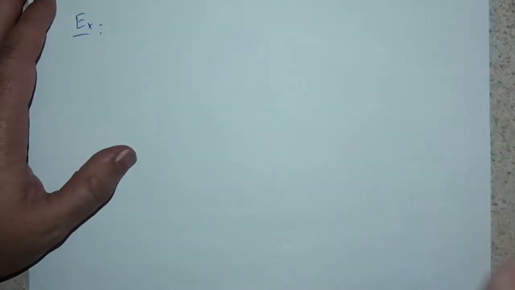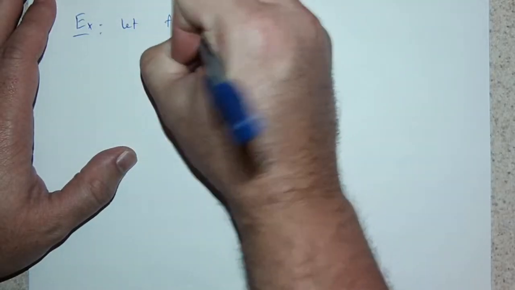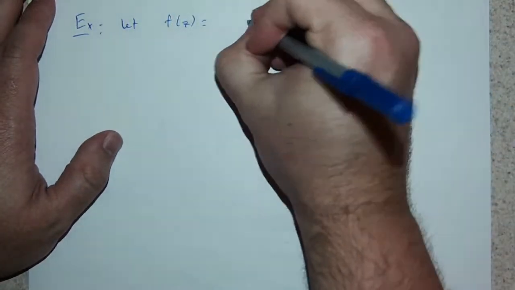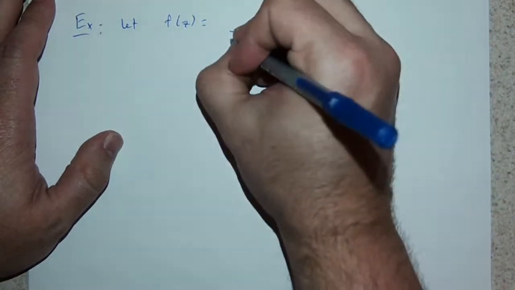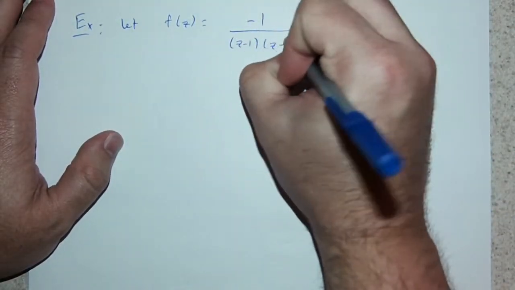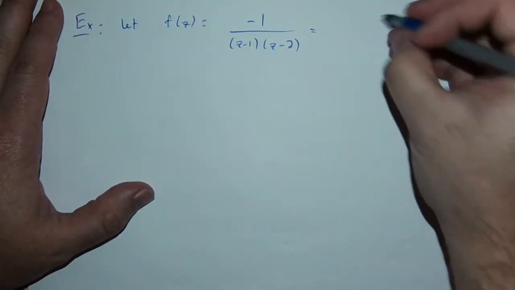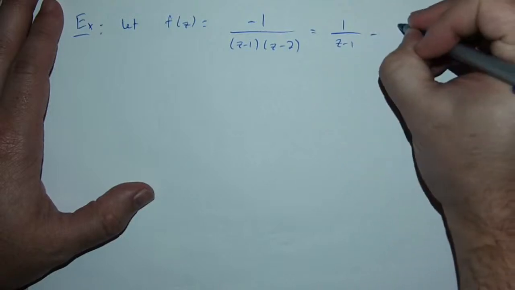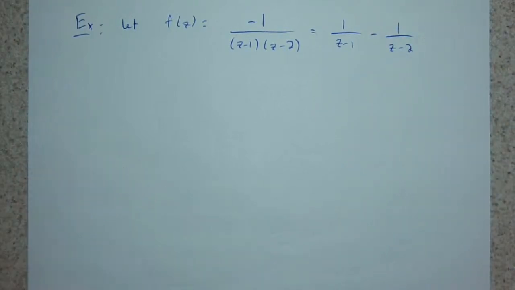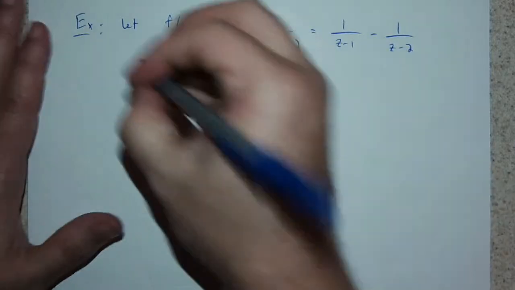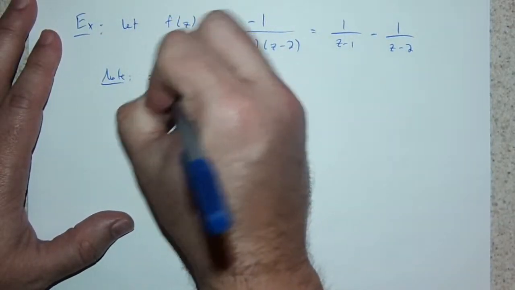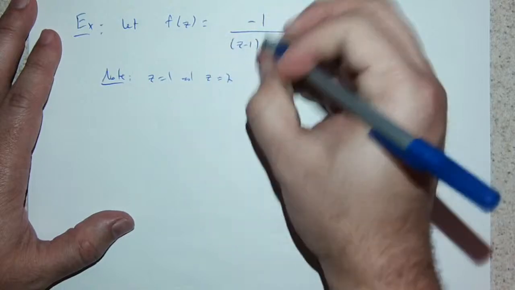Let's do one more very instructive example because it's actually going to be like 3 examples rolled in one. Okay, so here's one more. Let f of z be the function that is minus 1 over (z minus 1) times (z minus 2). I can actually write this, if you like, as 1 over (z minus 1) minus 1 over (z minus 2). Okay. So note z equals 1 and z equals 2 are two singular points of f.